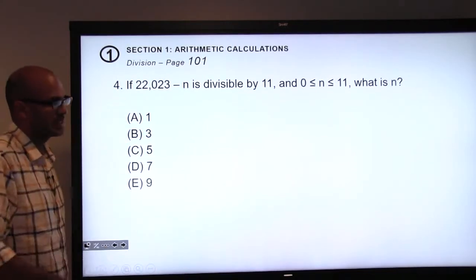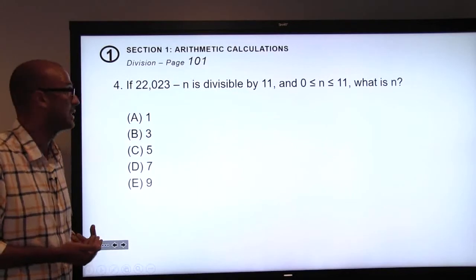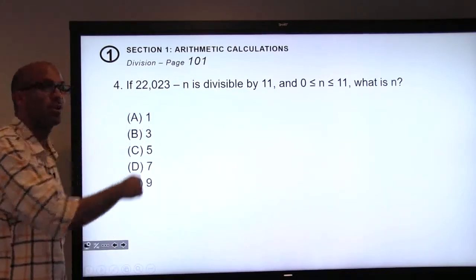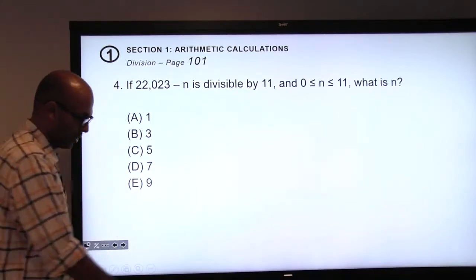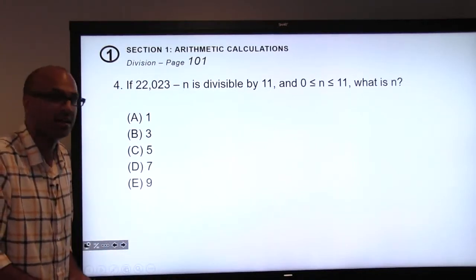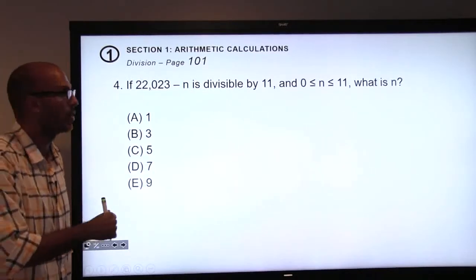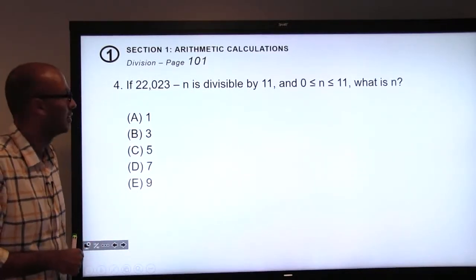But I want you to look at this division-based question, because again, division can be kicked up a notch as needed by throwing you large and weird numbers. So notice what it says. It says 22,023 minus n is divisible by 11, and n is between 0 and 11, so what is n?